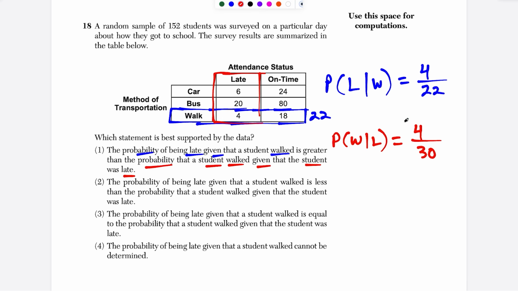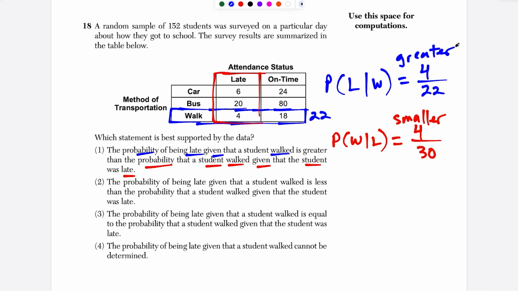Okay, so this fraction here is going to be smaller than the fraction above. Just think of a pizza. If you had 4 slices of pizza and there were 22 slices in the pie, and then this pizza had 30 slices, then the 4 slices here are smaller. Okay, so this one here is the greater amount.